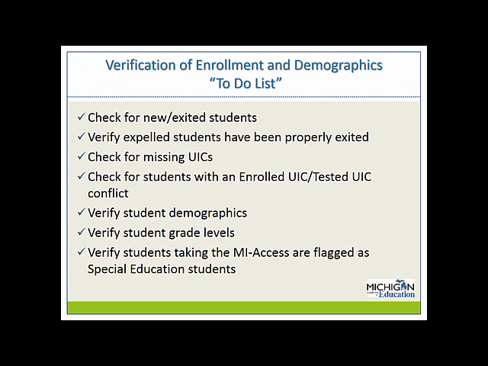This slide is an overview to-do list of the verification of enrollment and demographics window. Check for new or exited students, verify that expelled students have been exited, check for any missing UICs, check for students with an enrolled UIC, tested UIC conflict, verify student demographics, verify student grade levels, and verify that students who are taking the MyAccess assessment are flagged as special education students.